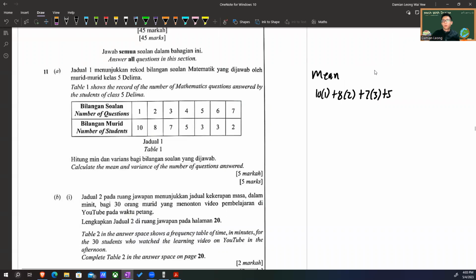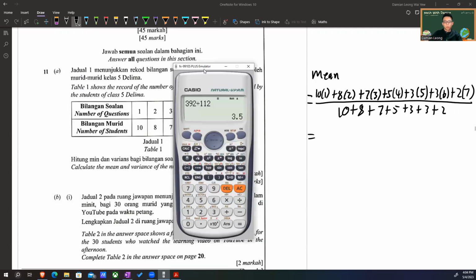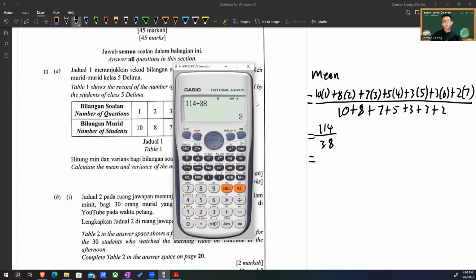plus 5 times 4 plus 3 times 5 plus 3 times 6 plus 2 times 7, over the total frequency, which is 10 plus 8 plus 7 plus 5 plus 3 plus 3 plus 2. Just add them together. The numerator is 114, over 38. 114 over 38 is 3. So the mean is 3.